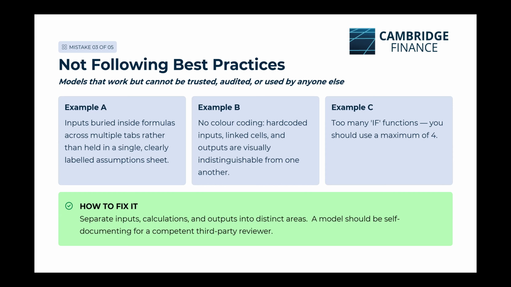So a model should be self-documenting for a competent third-party viewer. You need to be very clear when you are building this model that if anybody is going to look at it, they will understand where the inputs are and where the outputs are, and everything is color coded according to inputs and outputs as well. Your formulas are elegant, not large formulas, and this is how you see that the model is robust, that the model was thought through.